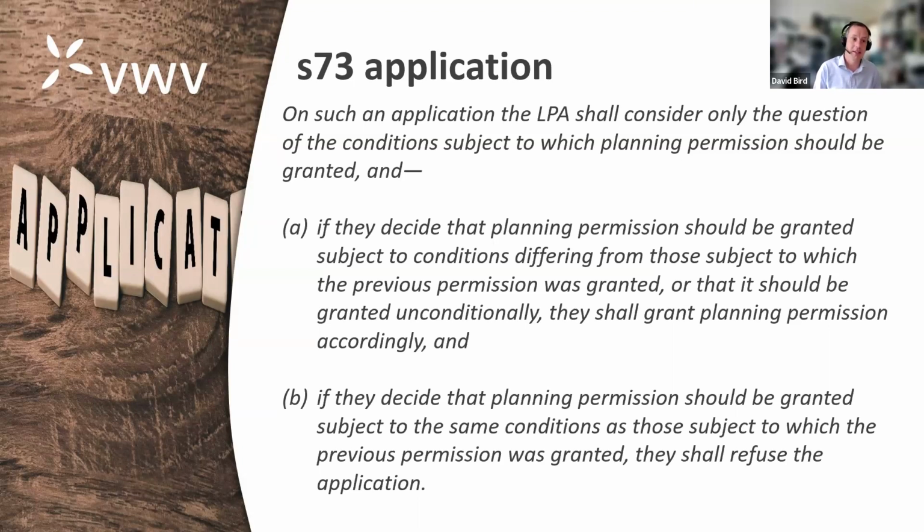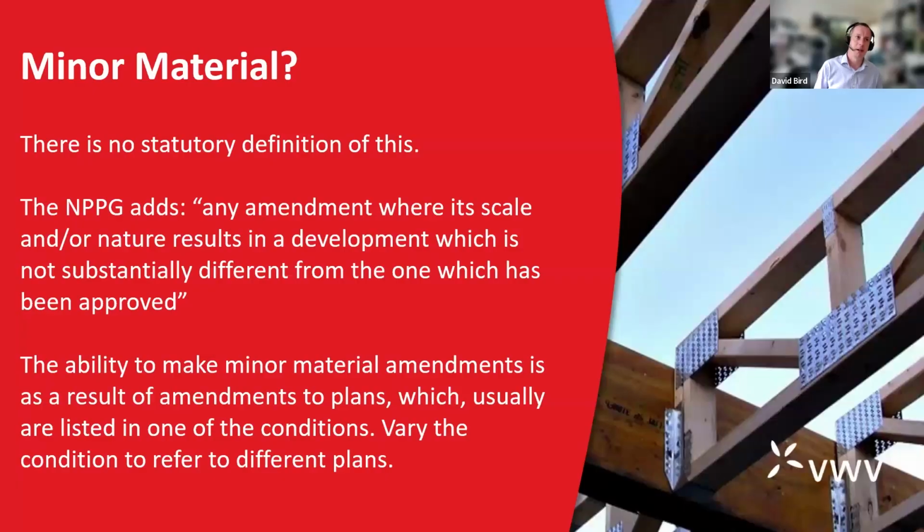One could theoretically add a condition, perhaps using the other route in Section 96A that we'll talk about in a moment, and then vary the condition, but we don't see that very often. So on the next slide, we can have a quick look at what the government mean by minor material.